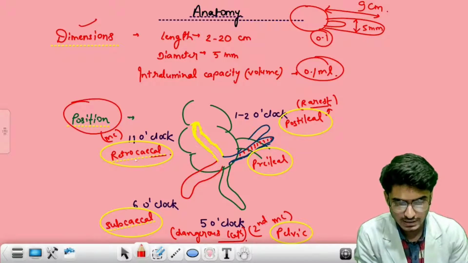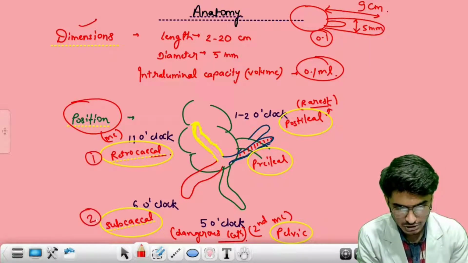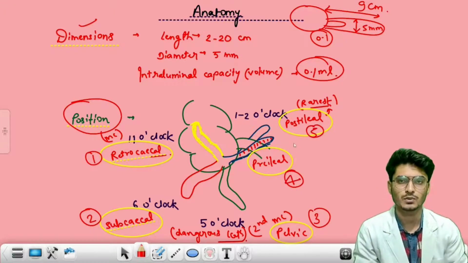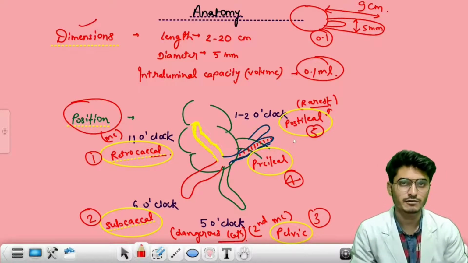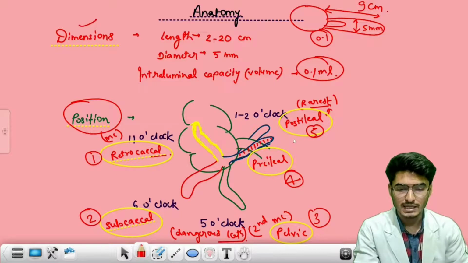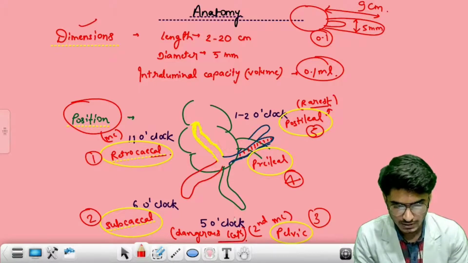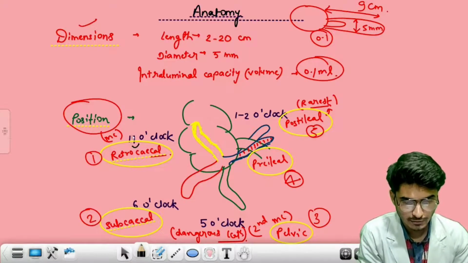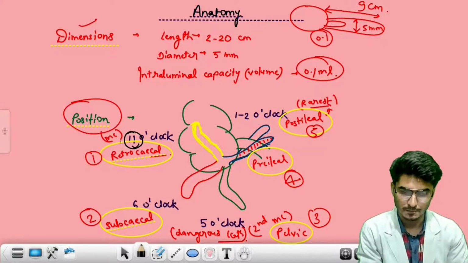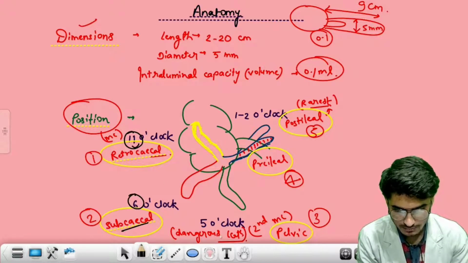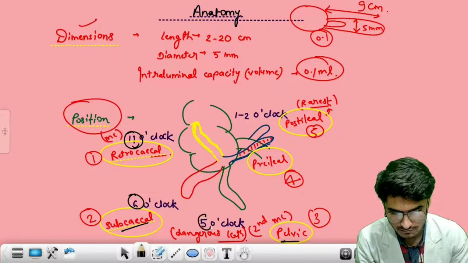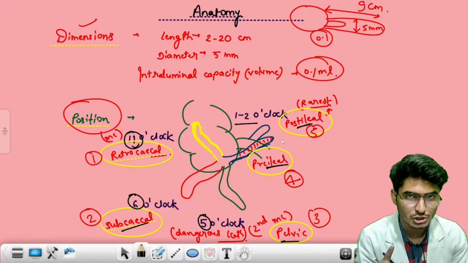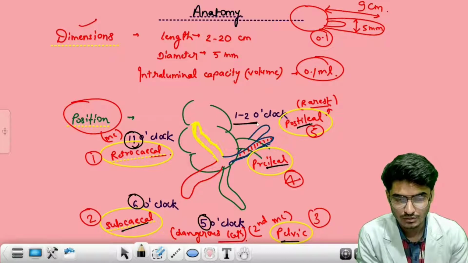Followed by the positions. We have the retrocecal position, the subcecal position, the pelvic position, the pre-ileal position, and the post-ileal position. Apart from those 5 positions, we also have the paracecal position and the promontoric position. So first is the retrocecal, with an 11 o'clock orientation of the appendix; in the subcecal it is 6 o'clock, and in the pelvic position it is 5 o'clock; and the pre-ileal and post-ileal are both directed towards 1 or 2 o'clock.